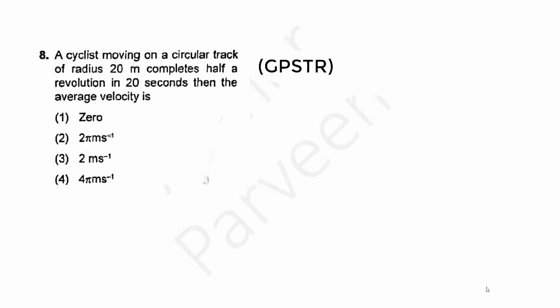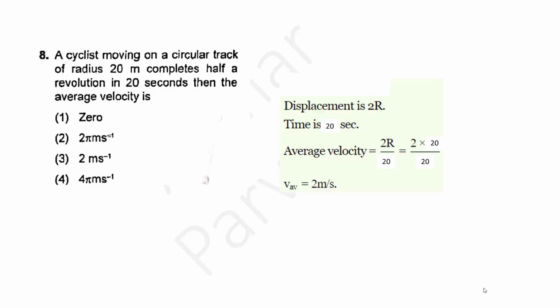Now, this question is a previous year question. It says that a cyclist moving on a circular track of radius 20 meter completes half a revolution in 20 seconds. Then the average velocity is. We have seen in the animated video, average velocity is equal to displacement upon time taken. Displacement will be 2 times r, that is 2 into 20 meters, upon the time taken for that half revolution, which is 20 seconds. So, I will divide it by 20. So, my average velocity will be equal to 2 meter per second.